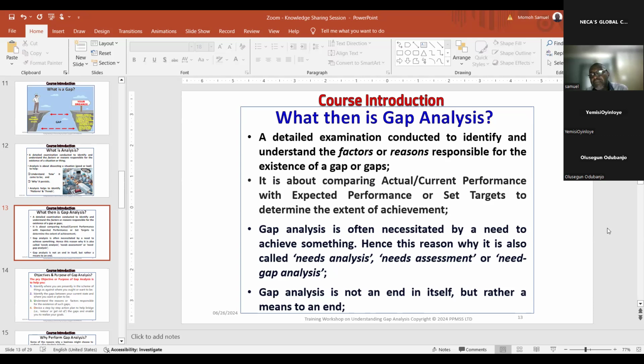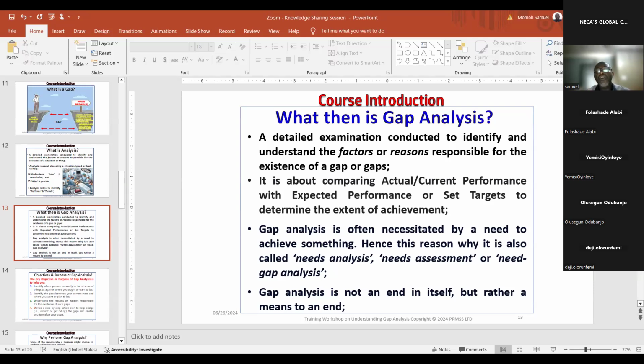So before you talk of gap, it means that there must be a need to achieve something. It could be an academic degree, a need to achieve a production target, a need to achieve a sales target, a need to expand as an organization, a need to increase your market share. So the list goes on and on. But before you can talk of gap analysis, there must be a need. And that's why I mentioned here that gap analysis is not an end in itself, but rather it's a means to achieving an end.